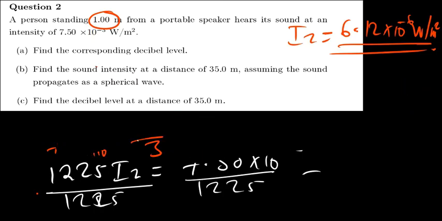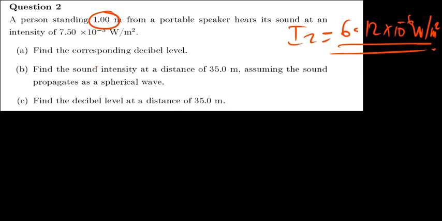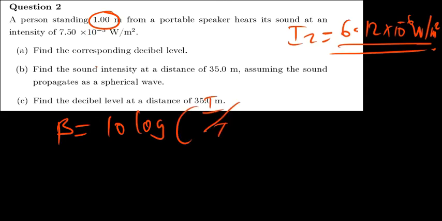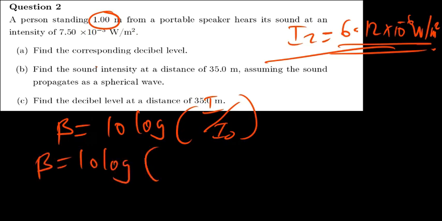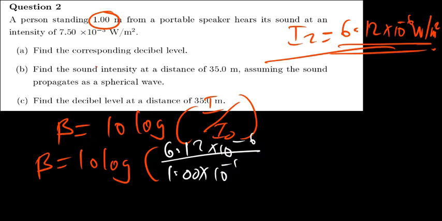Then the third question, which is part C, is saying find the decibel at this point. Now they want us to use the same formula, 10 log I divided by I0. I0 is always constant, it's 1.0 times 10 to the power negative 12. For the top part, I'll use this intensity, because at the distance of 35 meters, the intensity is this. So I have 10 log open brackets, the I is 6.12 times 10 to the power negative 6, and the I initial is always this.